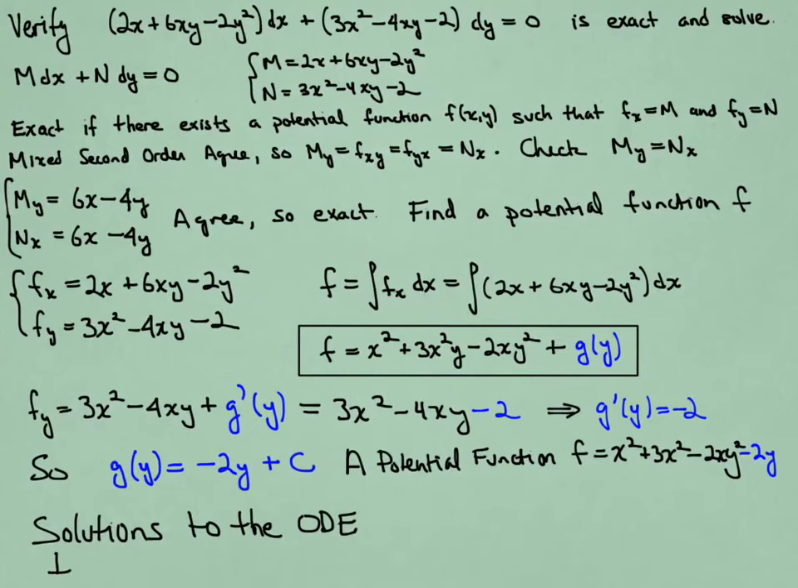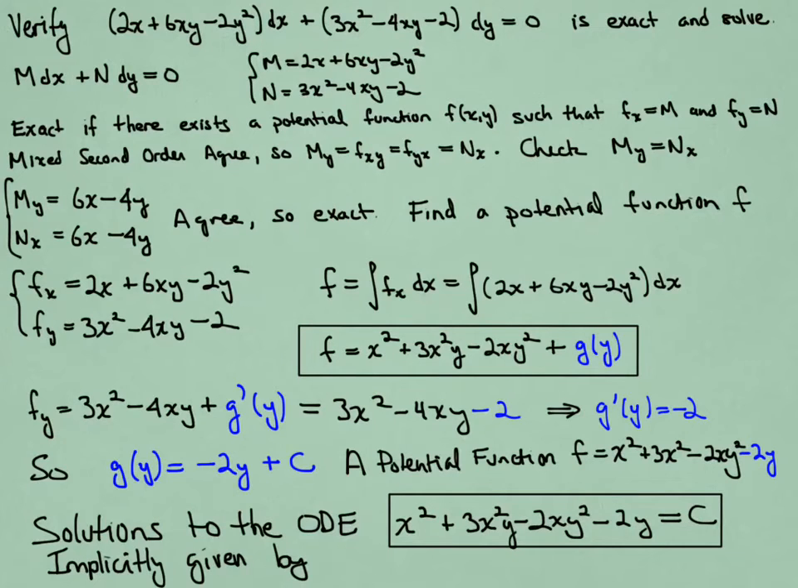The solutions to the differential equation are implicitly given by setting the potential equal to a constant. So in this case, I'm going to set x squared plus 3x squared y minus 2xy squared minus 2y, our potential function, equal to a constant. Any function y that satisfies this equation is a solution to the differential equation. Unfortunately, these equations are given implicitly, and that's typically the case for exact differential equations, but I'll show you on the next slide how you can solve this explicitly for y in this particular example.